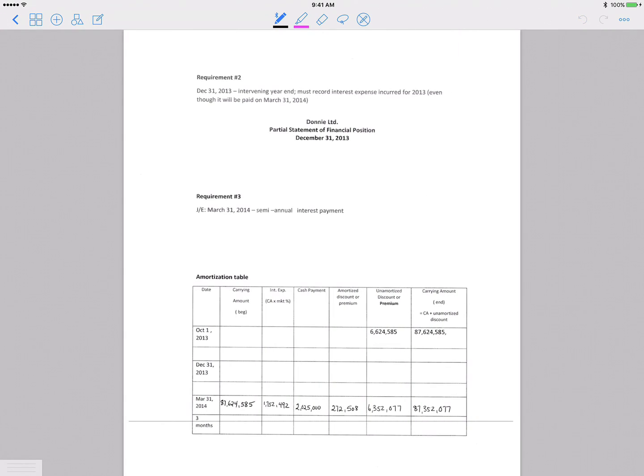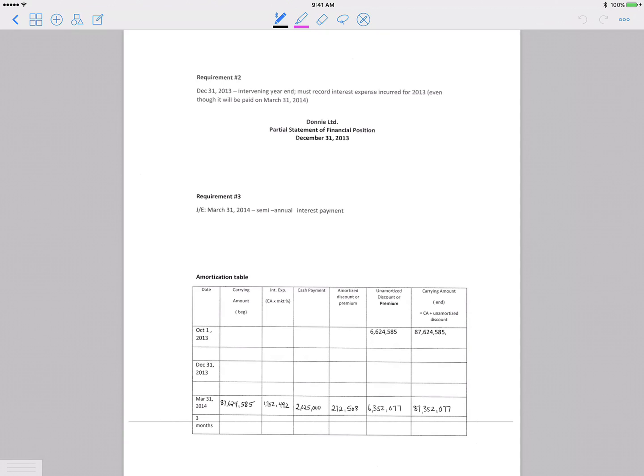The next requirement asks us to prepare in good form a partial statement of financial position as at December 31st, 2013 for Doni Ltd. The way I like to do this kind of question, because requirement number 3 also asks us for the payment of interest on March 31st, 2014, is to prepare an amortization table. When I do the amortization table, I'm going to have all the amounts I need when comes the time to record the transactions, or to show the right numbers on financial statements.